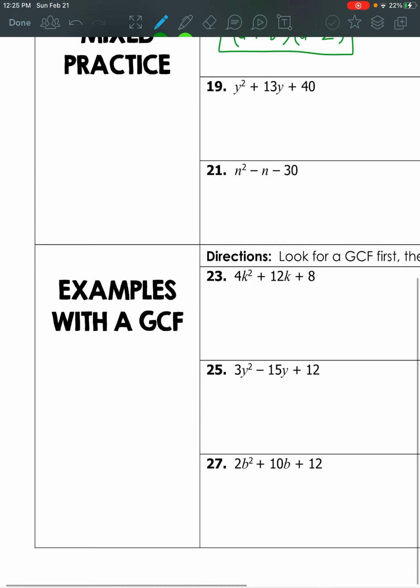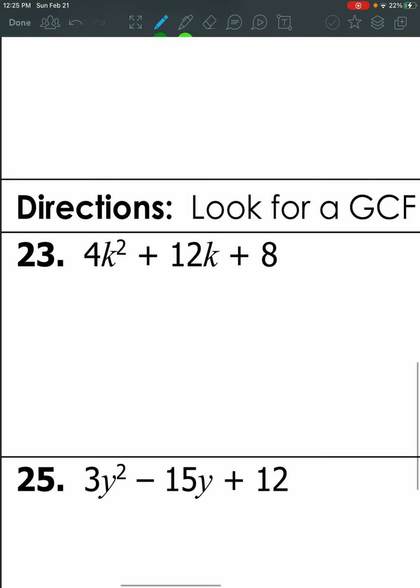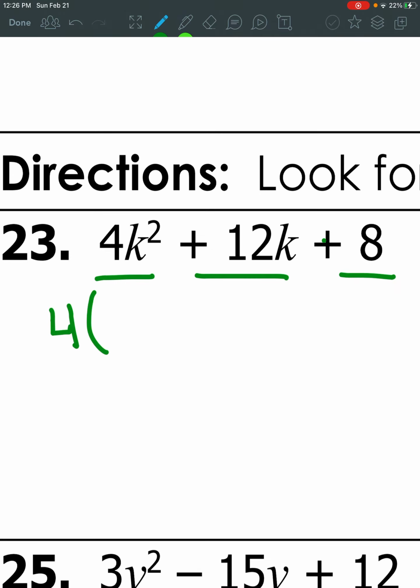Now, down here at the bottom, examples with a GCF. So remember, we've already done pulling out a GCF. This should always be the first step in every factoring we do. None of those examples we did had a GCF though. So look at this example. We have 4k squared, we have 12k, and we have 8. You want to find the GCF, the greatest common factor between those. So 4, 12, and 8, the greatest common factor is 4. Now, not all three of those terms have the variable k. The last term is just 8, so we can't pull out a variable with it.